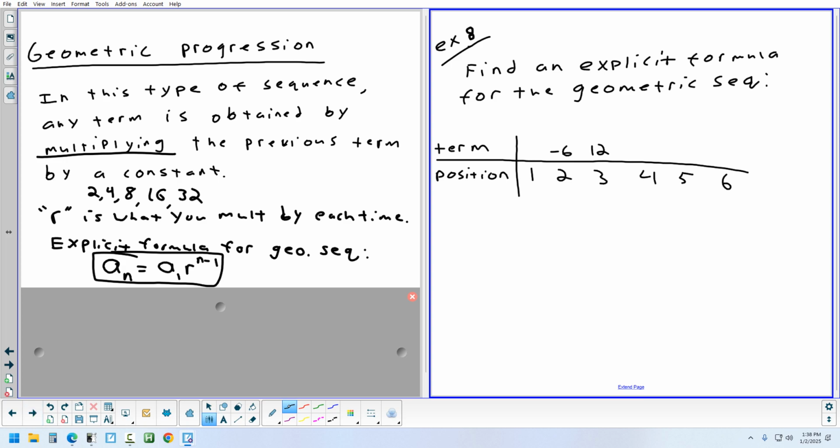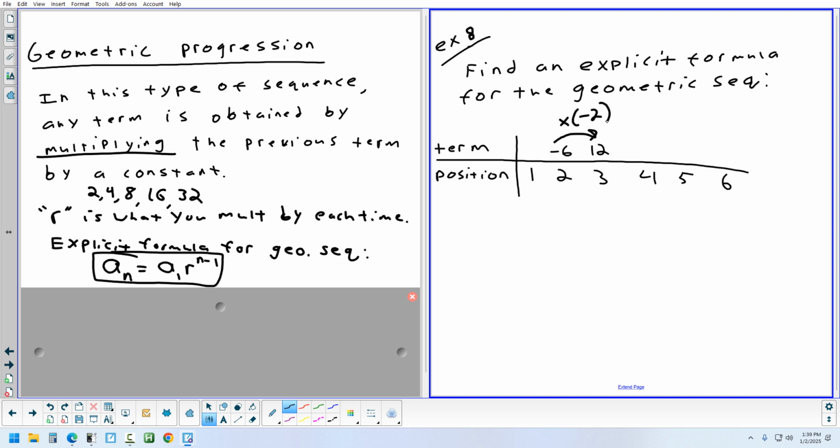Right, so it says to find an explicit formula for the geometric sequence. Because it's geometric, what are they telling me the pattern is? Adding or multiplying? It's multiplying. So we've got to look at what do you multiply by each time to get from one to the next. And we have 2 right next to each other, so that makes it easier to figure out. So what are we multiplying by? -2. Yep, multiply by -2.